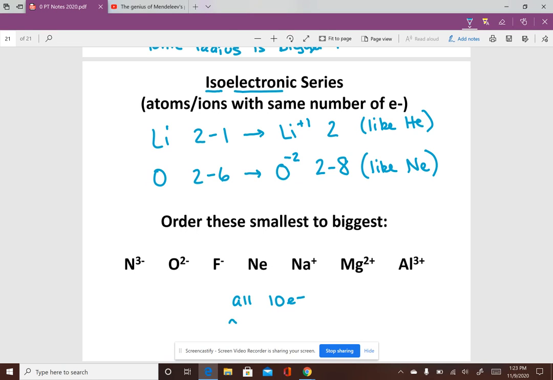That means that they all have 2 shells, because we know that 2 electrons can fit in the first shell and 8 electrons can fit in the second shell. So they all have a 2-8 electron configuration. So again, now I want to think about which one's going to be the biggest, right? Smallest to biggest. So what is in charge of how close those electrons are pulled in? The nucleus. So if I look at atomic number, these are listed in order, so that's nice.